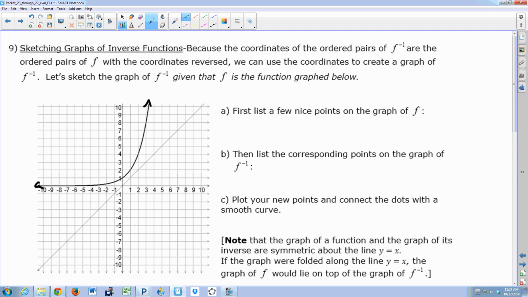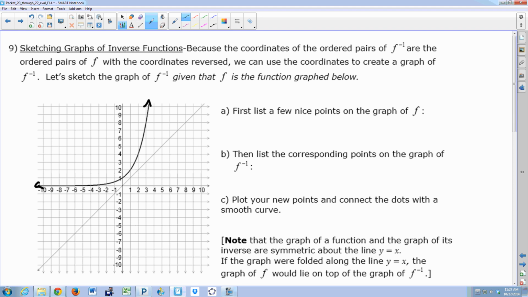You can also use a reflection idea. You can use these little red mirrors and you can reflect. We talk about reflecting over the y-axis and reflecting over the x-axis. Those are the languages we use for transformation. Now we're going to talk about reflecting over the line y equals x.